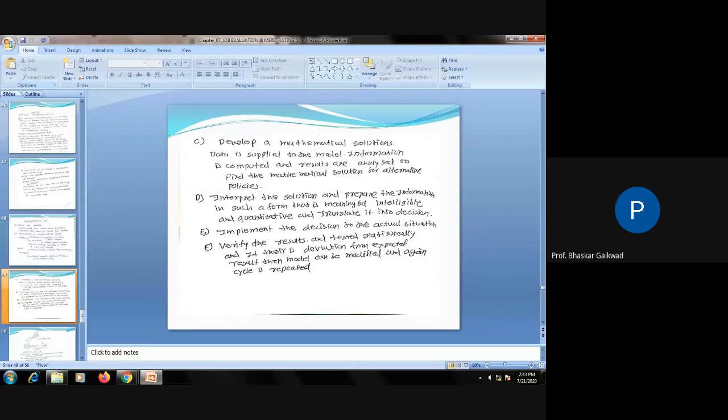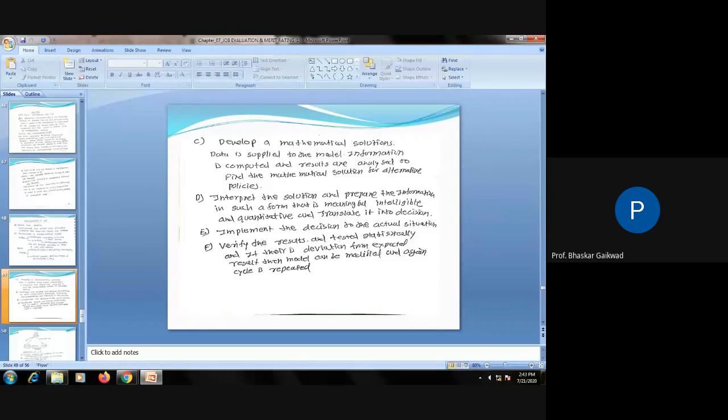Then D point is there, interpret the solutions. It means we have to concentrate on what solution we have got, and prepare the information in such a form that is meaningful, intangible, quantitative, and translate it into decision. Correct. So whatever solutions you have prepared, you have to get in a meaningful manner, intangible, quantitative, translated into decision making.